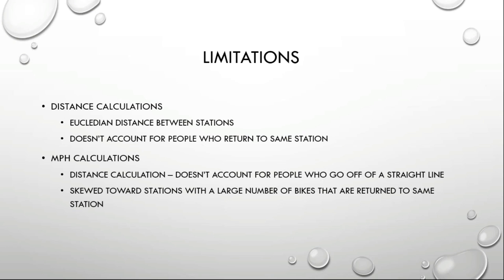And also, the calculations are going to be biased. The zip codes that have a lot of people who return to the same station are going to have lesser speed, because they're going to have a bunch of 0 mile per hour that's going to outweigh some of their faster speeds.